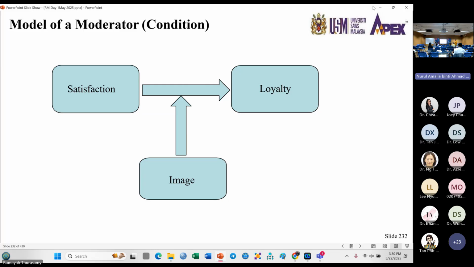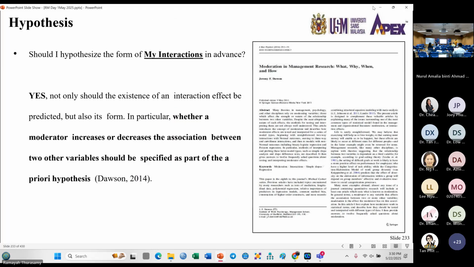Okay? So this is the paper that you can refer to. This is the question we asked: should I hypothesize the form of my interaction in advance? The answer is yes. Not only should the existence of an interaction effect be predicted, but also its form, in particular whether a moderator increases or decreases the association between two other variables, be specified as part of the a priori. So you need to write this hypothesis clearly.